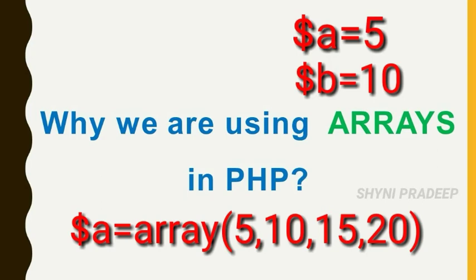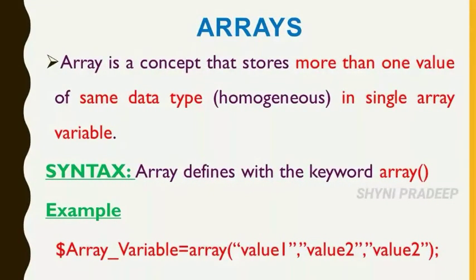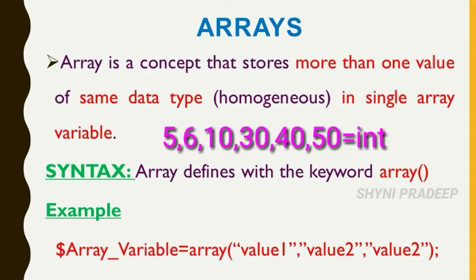Let us see the definition of array. Array is a concept that stores more than one value of the same data type in a single array variable. So when you are using an array, you can store more than one value of the same data type in a single array variable. Same data type means what? See this example: 5, 6, 10, 30, 40, 50. These are integer data types.